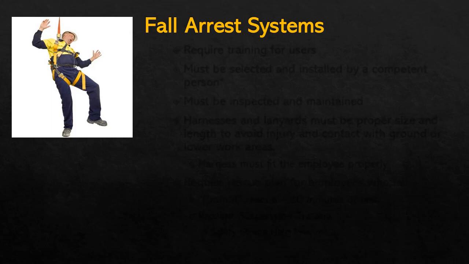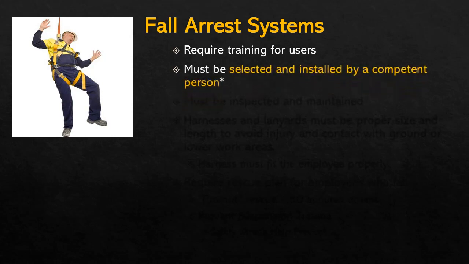Now, personal fall arrest systems are complicated and they require extensive training for users. You can't just give somebody the equipment and say, go work on the roof. People that are going to use personal fall arrest systems need extensive training. The fall arrest system equipment must be selected and installed by a competent person. And there's a statutory definition of what a competent person is in the OSHA standards.